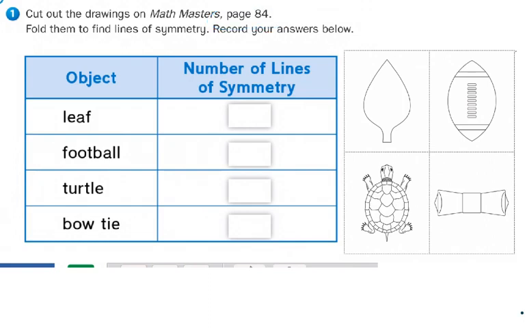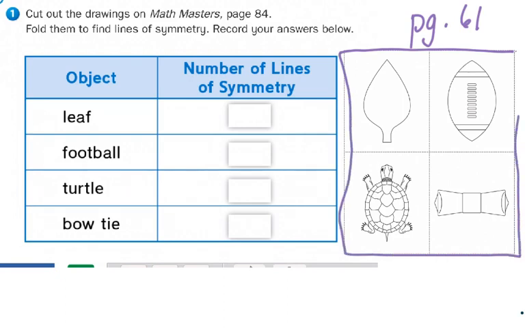Well, you're going to need those two pages, 84 and 85, the Polygon pages that I mentioned earlier, but you also need to be in your math journal on page 61. So you're going to see this on the top of page 61. It says cut out drawings on Math Masters, page 84. I'm not going to have you cut out these first four. Instead, I've just included them over here. This is what Math Masters page 84 would look like.